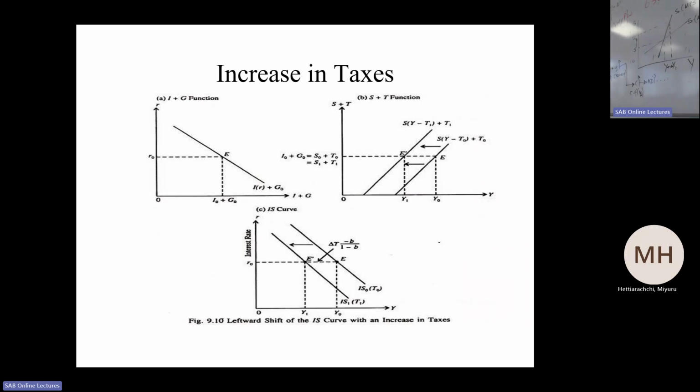So graphically you can see how these curves are moving when there is a change in the autonomous component, and you can relate all these things. Finally you can conclude that high taxes have a negative impact on national income. So that will shift the IS curve to the left. Second factor.